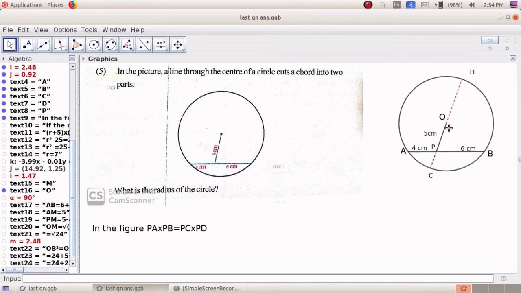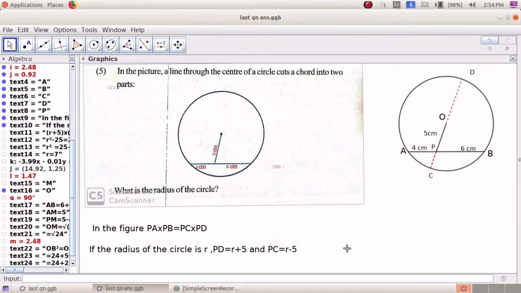PC will be from this much distance, so we have to subtract this piece. Therefore, PC is equal to R minus 5. Therefore, PD into PC: PD is R plus 5 and PC is R minus 5. From the figure, if we suppose the radius is R, we will get this. PD can be substituted by R plus 5 and PC by R minus 5.